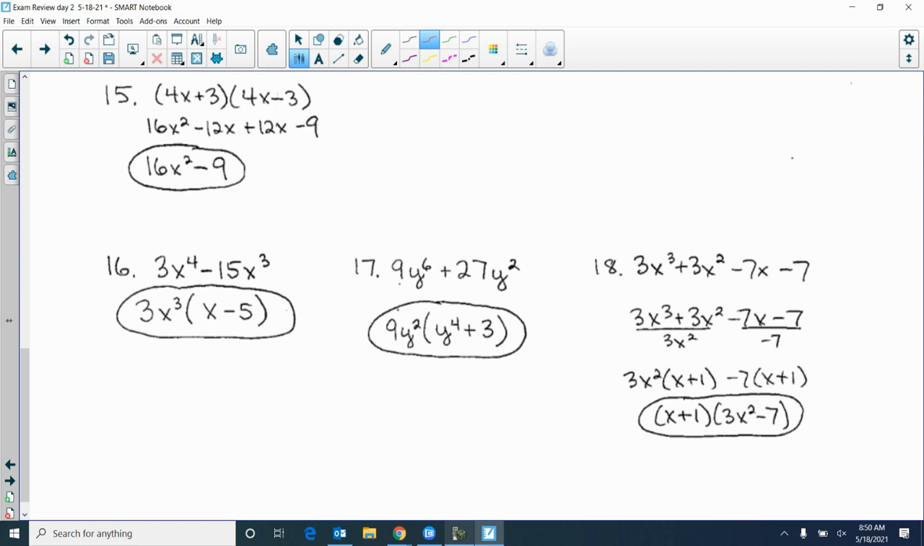This should be your answer in the end: x plus 1 times 3x squared minus 7. Or they could be reversed. It doesn't matter the order. That's fine. Like I said, I would circle what you missed. Okay? So that way you kind of have an idea. Maybe you put that on your note card.